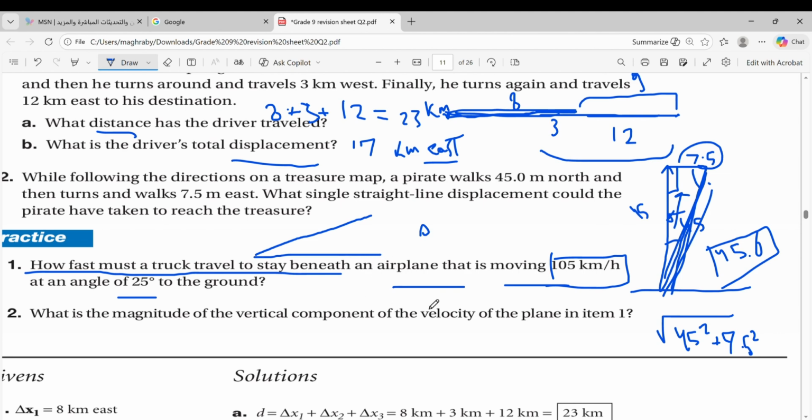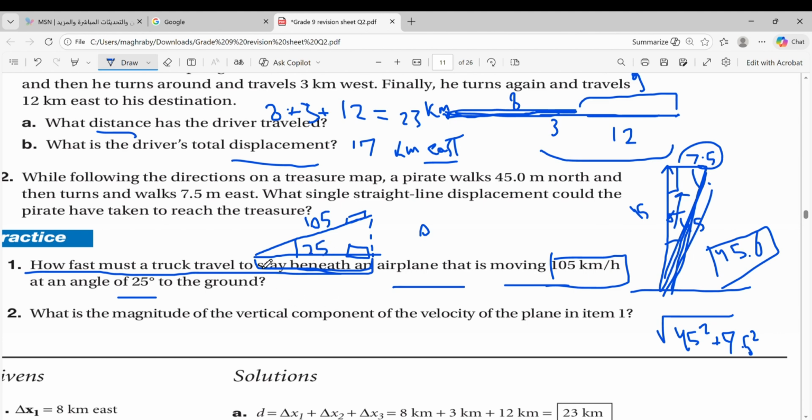So in order to get the displacement of this truck, which is on the x-axis, there is a truck here, but this is the plane right here. So you have to get this part, and to get this part, this is called the x component, okay. How can you get the x component? He said that the airplane moves with velocity 105, so this vector is 105, and the angle of the plane is 25, so this angle is equal to 25.